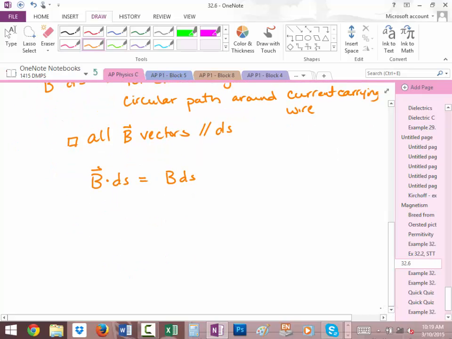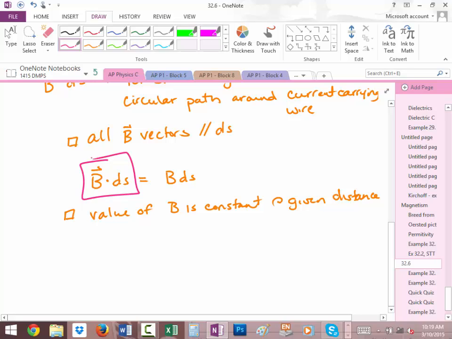So we also know that the value of the magnetic field, the magnitude of it, not the direction, is constant at a given distance. Okay? And so what I want to do is to find the total for this dot product over a whole circle. Okay? So if I want to add up all of the little ds's, I'm going to use an integral. Does that make sense? I'm just going to add them all up. It's the same thing that we've always done.